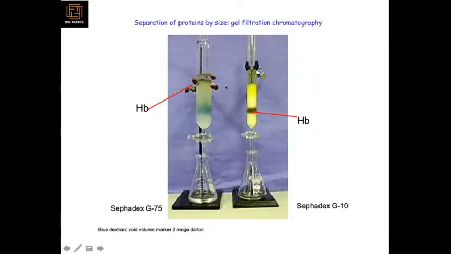The gel that we use here is Sephadex. This is the bigger gel G75, and this is the smaller one, G10, with a lower kilodalton size limit. You can see the blue color of the product that you're looking for being slowly differentiated. First the gel is removed, then slowly in the second beaker we can get our samples.